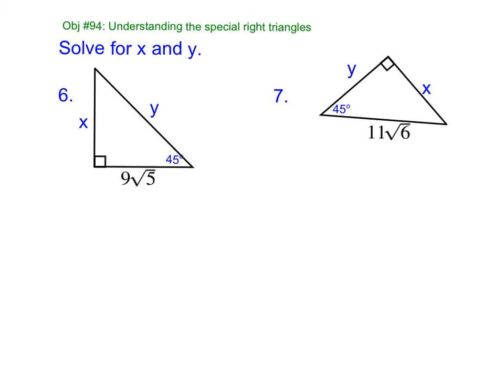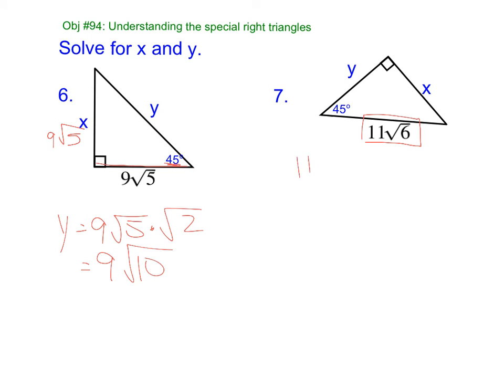All right, last slide. I want you to try these on your own. All right, so because we have that 45 degrees, since this bottom leg is 9 root 5, this is also 9 root 5. Your hypotenuse, y, is going to be 9 root 5 times root 2. So that's 9 root 10. Right, done. We set our hypotenuse equal to a root 2. And we're going to solve for a.